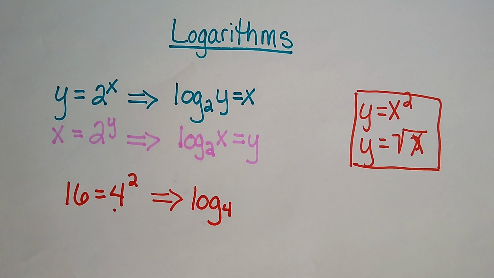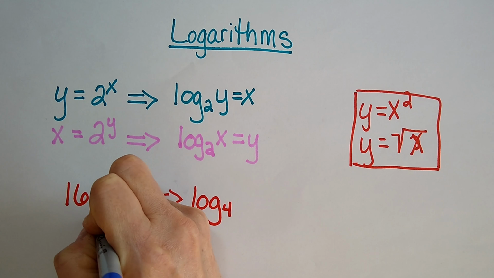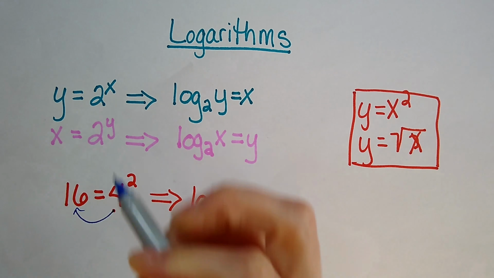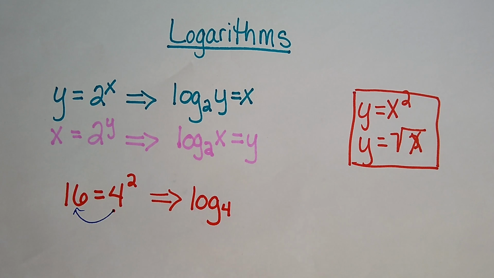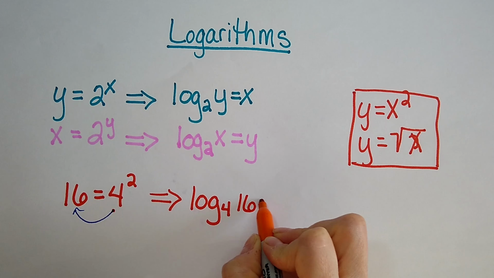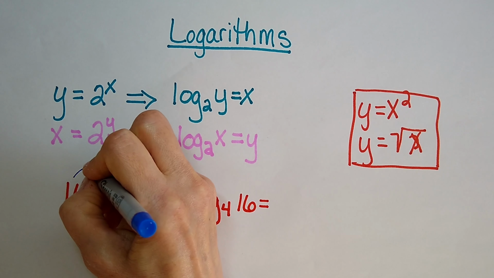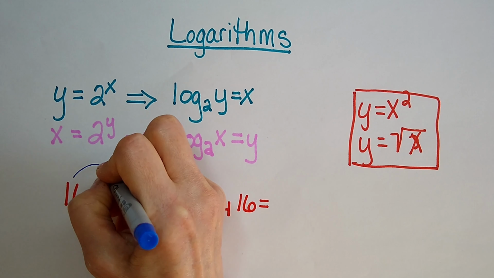And I'm going to start there. Actually, I'm going to use a different color here. I'm going to start always with the base, and then I'm going to go across the equal sign and pick up that 16. Log base 4 of 16 equals, I'm going to come across from that 16 and I'm going to pick up that 2.